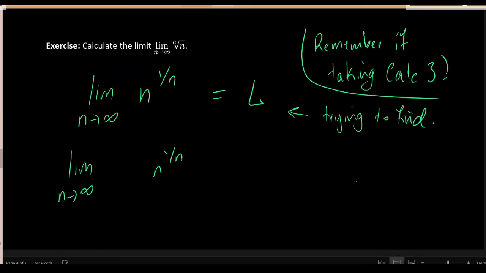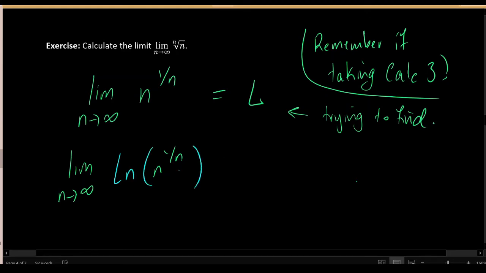So I'm going to take the limit not of n to the power 1 over n, but of the natural log of n to the power 1 over n. But you can't just apply the natural log to one side of the equation. This is going to apply natural log to the end result as well.